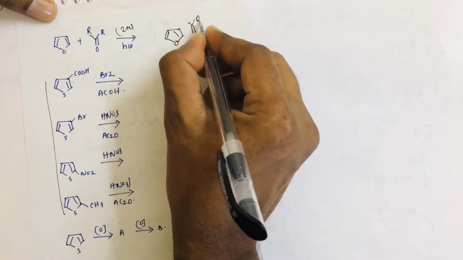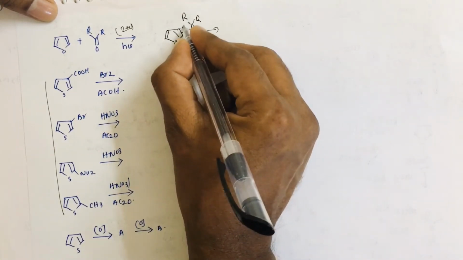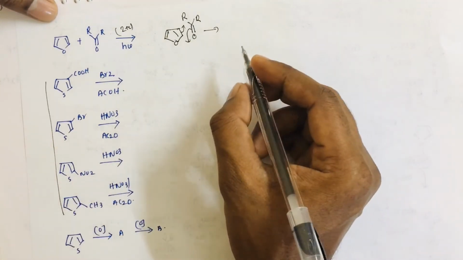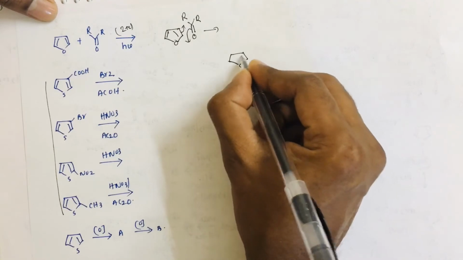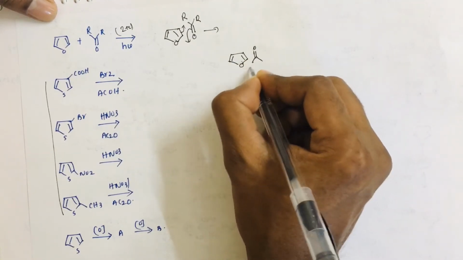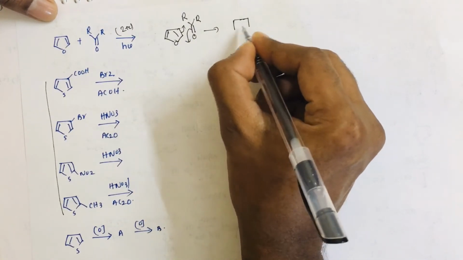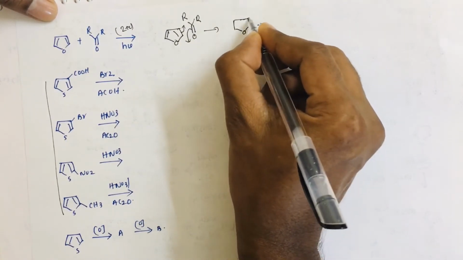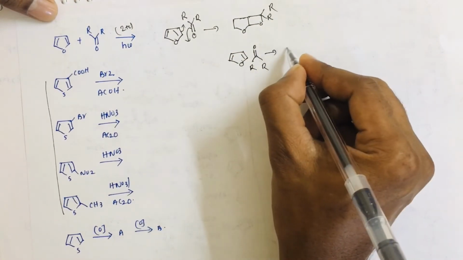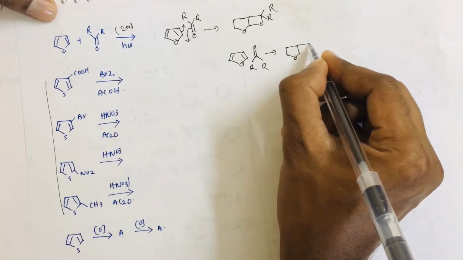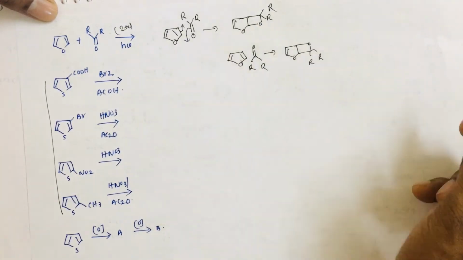O, R and R. So here the attack will be this side. Always remember there are two kinds of attacks possible here. So this attack is also possible. If this attack takes place, the product we'll get here is this one, and if this attack takes place, this is the product.